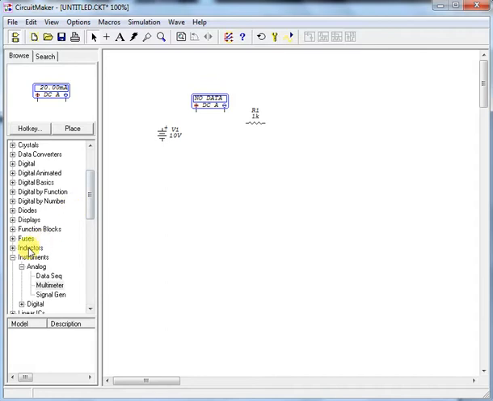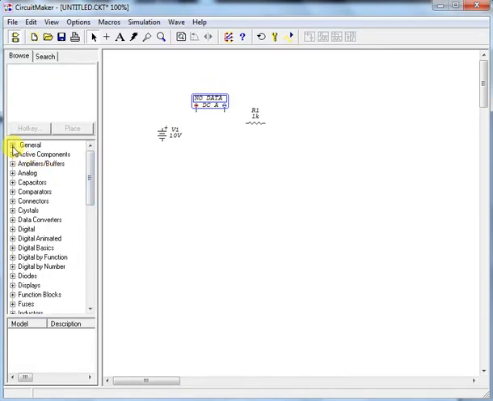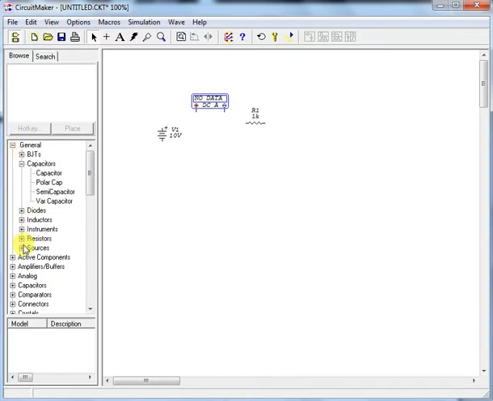Now we need grounds, because in every circuit ground is important. For that, again go back to general, then sources, then double click on the ground, you will get it. So here we are. Now we have got all the required things on this page.